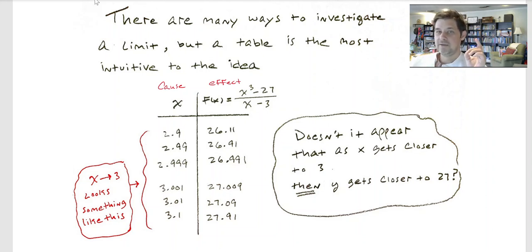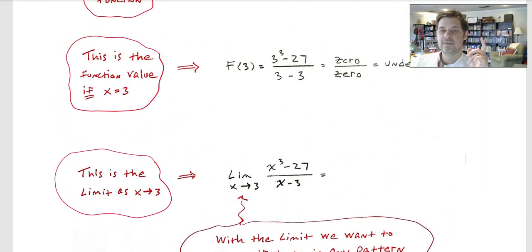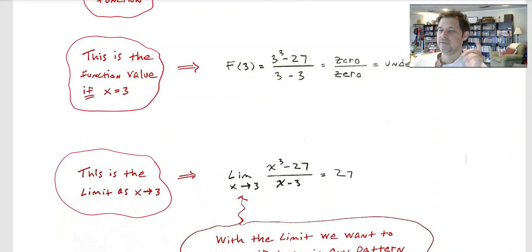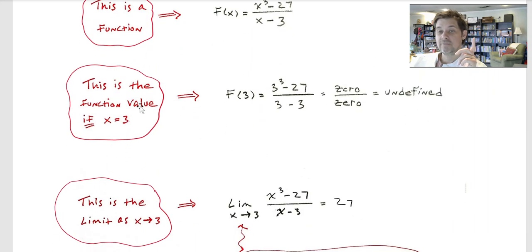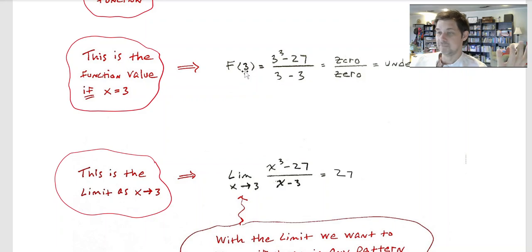So that's the pattern that I see. I hope that you see it too. And so there we have it. Our limit was going to have an answer of 27. Okay, let's go through this. There's the function. If you plug 3 into the function, you don't get an answer. It's undefined. But if you let the x become progressively closer to 3 in that function, there's a definite pattern that the y gets closer to 27. That's what we're looking for, the limit. That's what makes the limit different than just the function value.